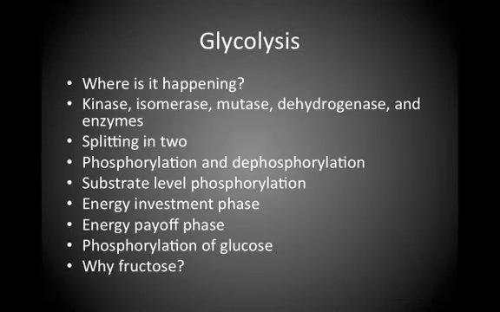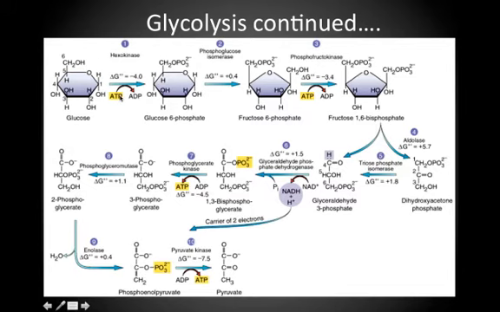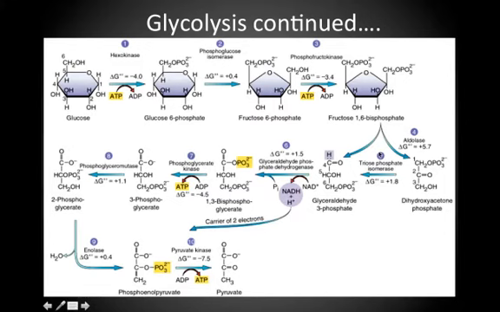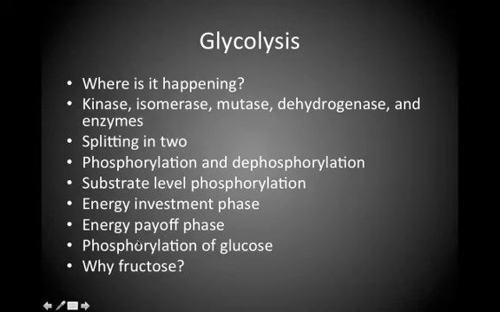Some things we should think about: where is it happening? Think about the enzymes and why they are named the way they are. The enzymes tell you a lot about the reactions. We split glucose into two. What are phosphorylations and dephosphorylations? What's the difference between a substrate level phosphorylation here versus an inorganic phosphate addition in step 6? The energy investment phase, 1, 2, 3, 4, 5, versus the energy payoff phase, 6, 7, 8, 9, and 10.